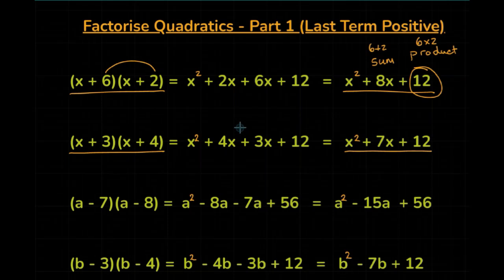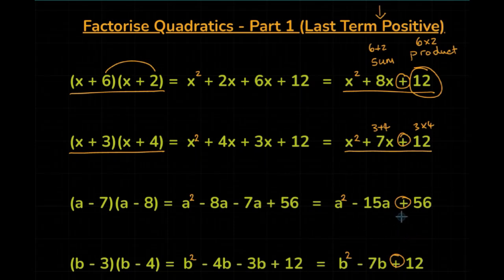So in every case, we've got to find two numbers that add up to the middle term and multiply to the last term. Okay, so in this case, for instance, the two numbers are 3 and 4. They have a product of 3 times 4 is 12, and 3 plus 4 is 7. Now, I've put at the top here that the last term is positive. In other words, it's plus 12, it's plus 12, it's plus 56, and it's plus 12 here. The last term is always positive.